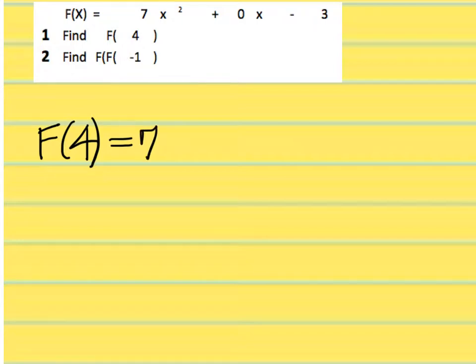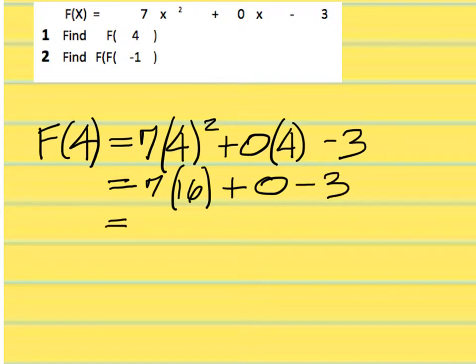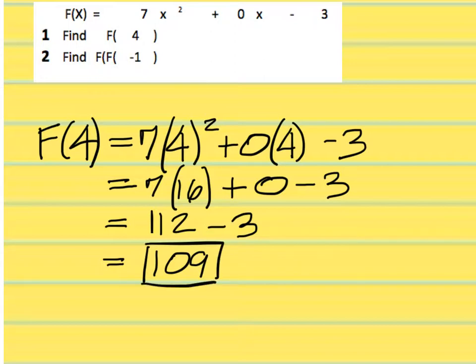So it would be 7 times 4 squared plus 0 times 4 minus 3. Square the 4 and come up with 16. 0 times 4 is just 0, and then you have minus 3. 7 times 16 is 112. Plus 0 doesn't change anything, so we just have minus 3. So you end up with 109. F of 4 equals 109.